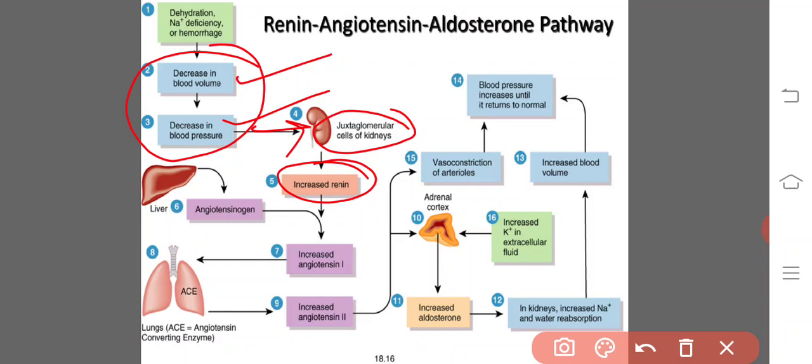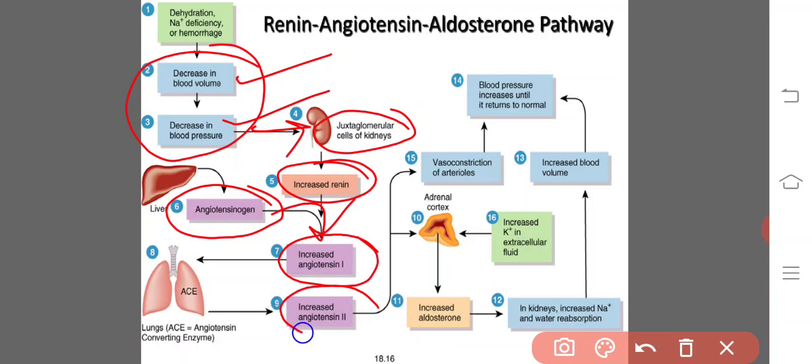Now this renin, what it does: the liver produces the substrate angiotensinogen. This angiotensinogen undergoes catalytic activity by renin and gets modified into angiotensin 1. This angiotensin 1 is modified into angiotensin 2 through the angiotensin converting enzyme, which is produced by the lungs.